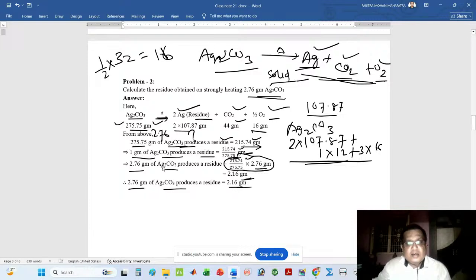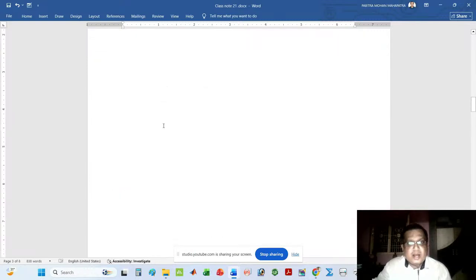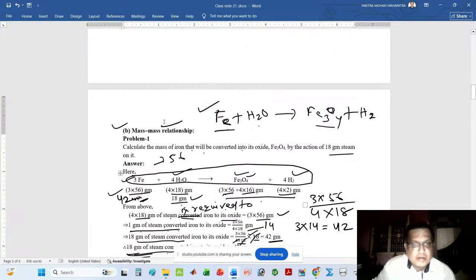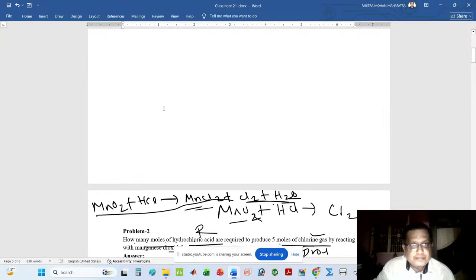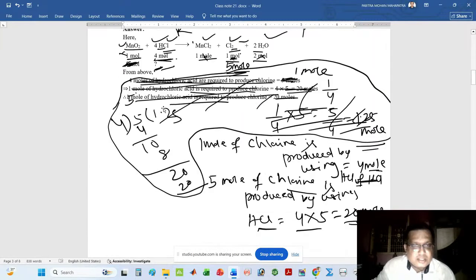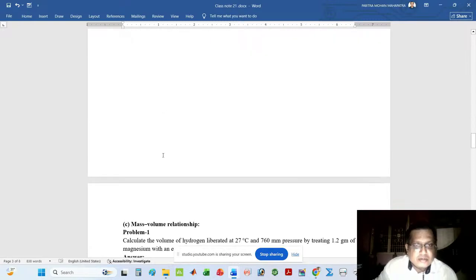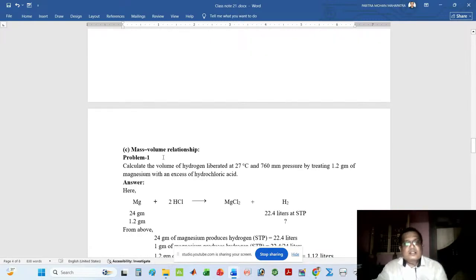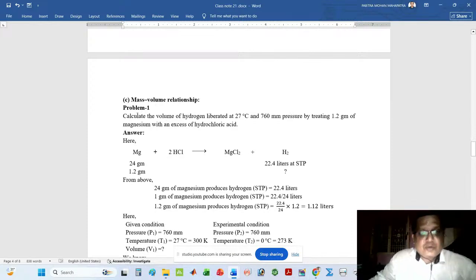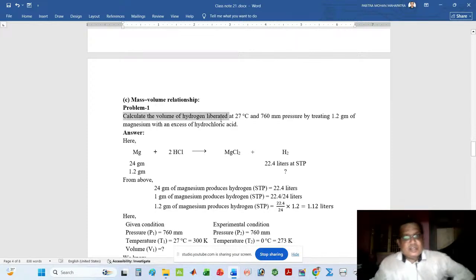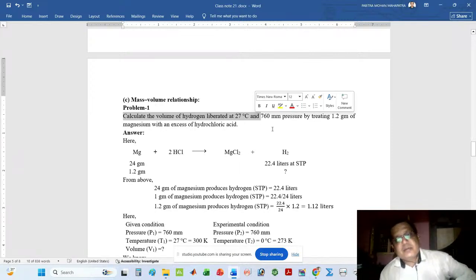This is the relationship between mass and mass. Mass is given and the target is to find out the mass. This first was the mole and mole relationship. Next, move to the third relation, that is the mass volume relationship. That means look at the problem. Calculate the volume of hydrogen liberated at 27 degree centigrade and 760 mm pressure by treating 1.2 gram of magnesium with an excess of hydrochloric acid.